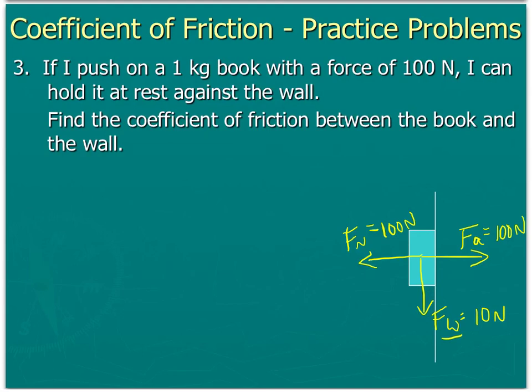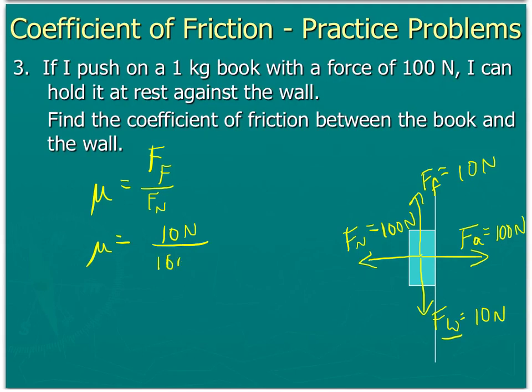The other thing that I know is the book is at rest, so what that tells me is that my force of friction has to be equal and opposite to my Fw, which we solved to be 10 newtons. So to find the coefficient of friction between the book and the wall, I'm going to use mu is equal to my force of friction divided by my normal force. My force of friction is 10 newtons, and my normal force is 100 newtons. And so when you plug and chug this into your calculator, you get a value for your coefficient of friction being equal to 0.1.